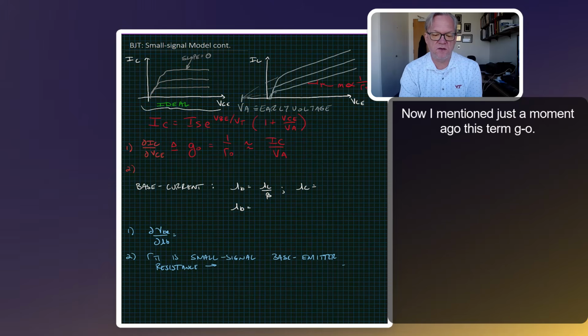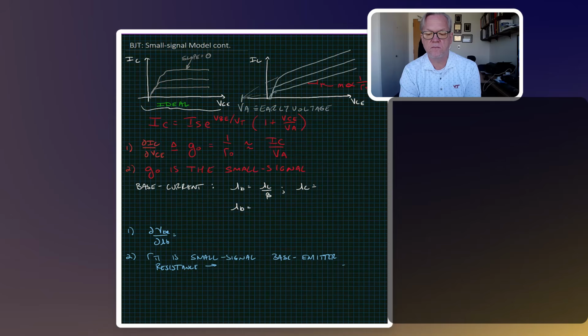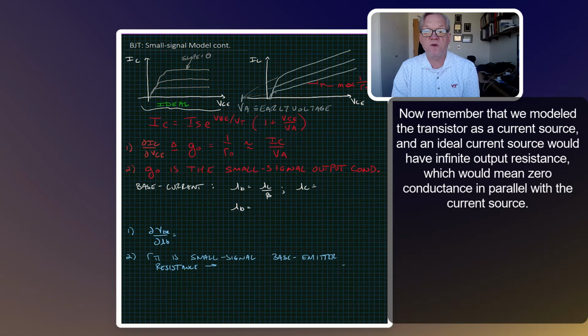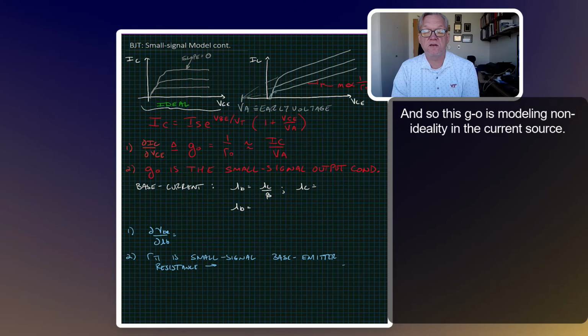Now I mentioned just a moment ago this term GO. This is the small signal output conductance. Now remember that we modeled the transistor as a current source, and an ideal current source would have infinite output resistance, which would mean zero conductance in parallel with the current source. And so this GO is modeling non-ideality in the current source.